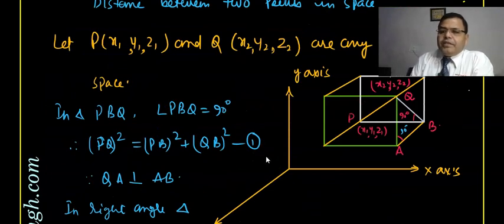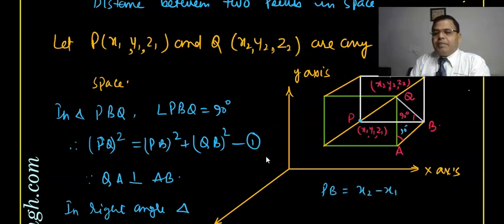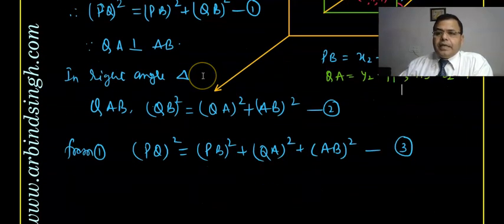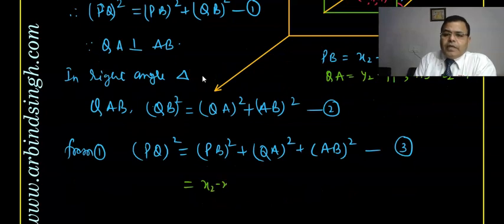Now what is PB? PB is the distance between these two points along the x direction. What is the coordinate of Q? The same coordinate as P, so the other coordinates are the same. So PB is x2 minus x1. And QA is along the y axis, so QA is y2 minus y1. And AB is along the z axis, so AB is equal to z2 minus z1. Putting the values of all these here, we will get PB is x2 minus x1 whole square.